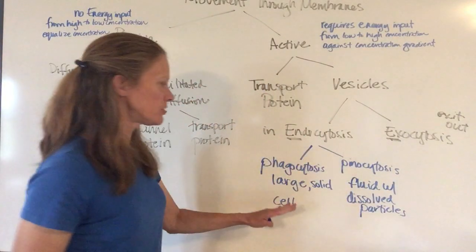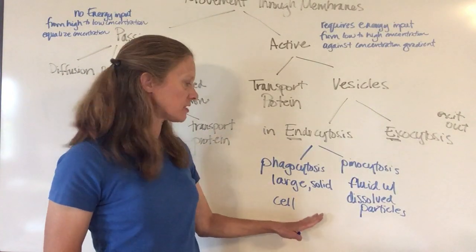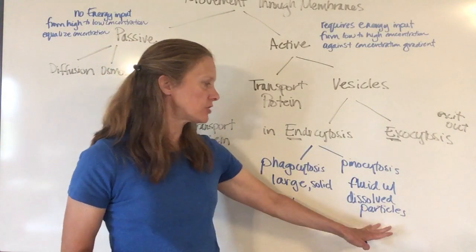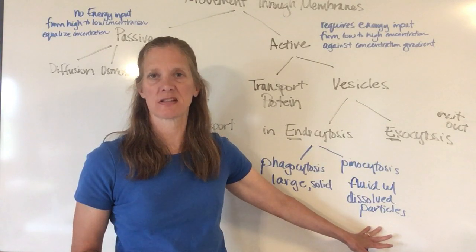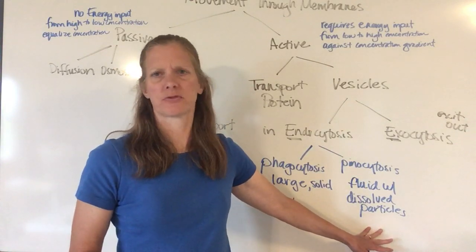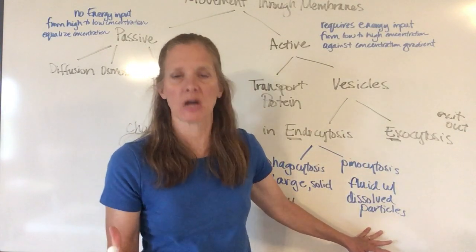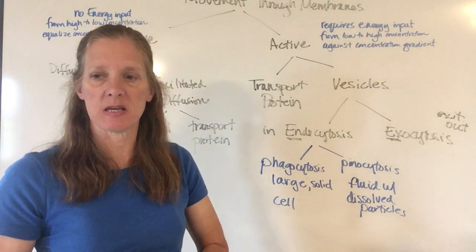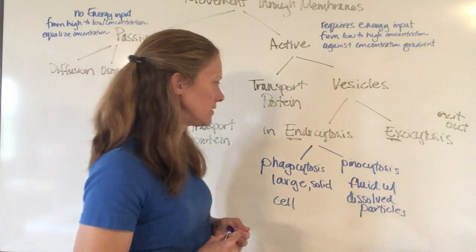So phagocytosis means it's ingesting something that's large and solid. Pinocytosis is when it's ingesting a fluid that's got something dissolved in it, salts or sugars or whatever other type of substance it may be that the cell happens to need. Okay.